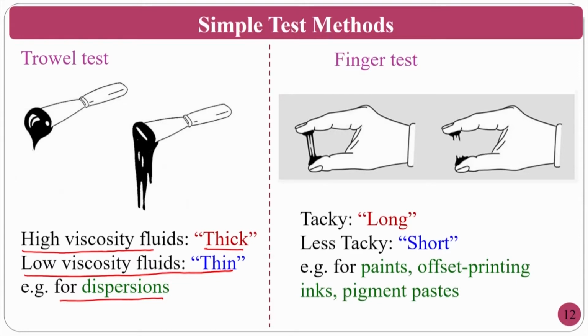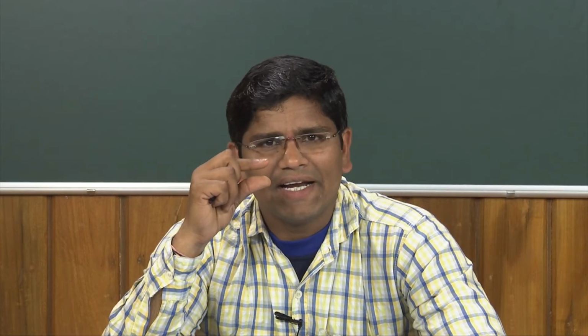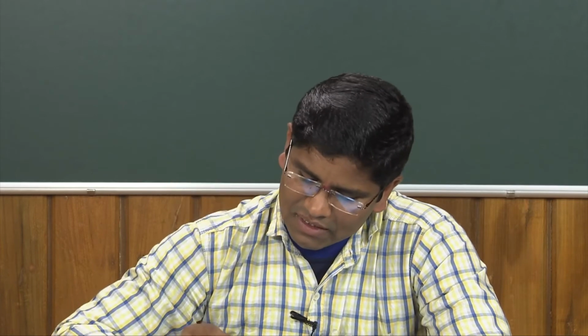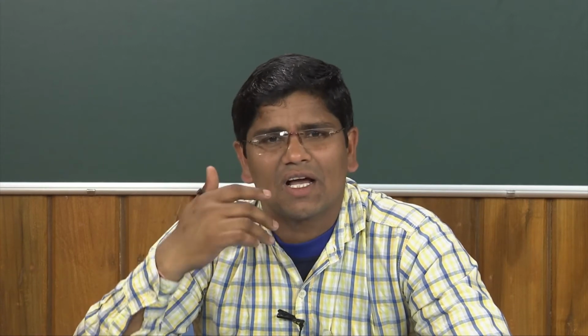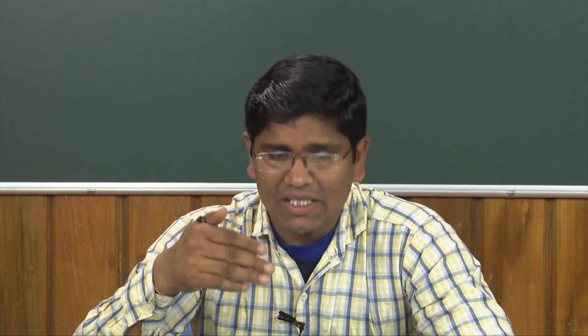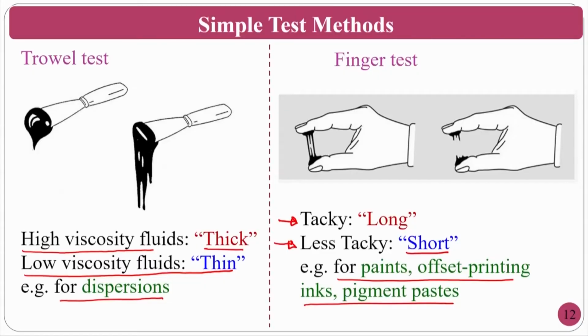The second one is the finger test. Take the sample and move the thumb and index finger together and apart. You can feel the stringiness, whether it is long or short. For example, paints, offset printing inks and pigments, and pastes were normally tested by the finger test in olden days. Nowadays, commercial rheometers are used to test the rheology, but these are the old tests. Again, this can also only give a qualitative statement.